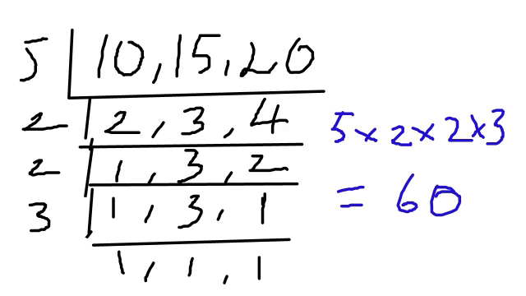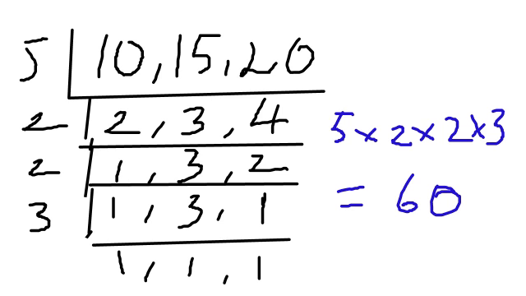We know till 1 comes we have to do it, isn't it? So now we are going to divide the numbers by 3. So 1, 1, 1. So at last we got all the values as 1. So now multiply all the terms here: 5 into 2 into 2 into 3, that is equal to 60. So that means 60 minutes.